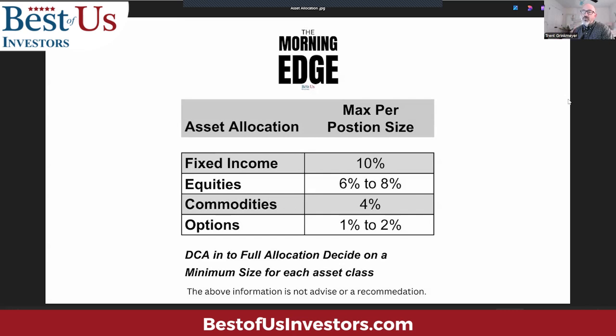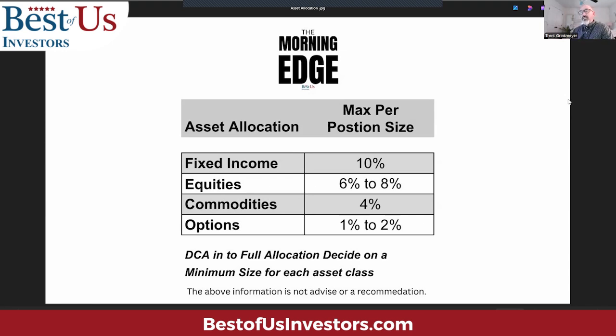At a max, you should allocate no more than 10% to each of those positions, basically adding up to 40%. The reason you want to do that in fixed income is that you can allocate more to it because it's slower moving. It's not as volatile per se versus equities. And so max allocation per position in fixed income should be no more than 10%.